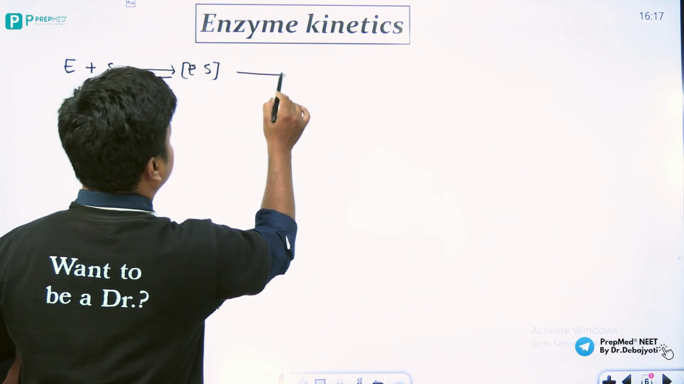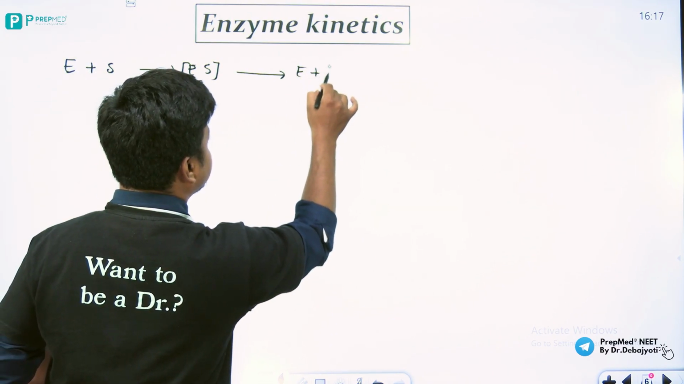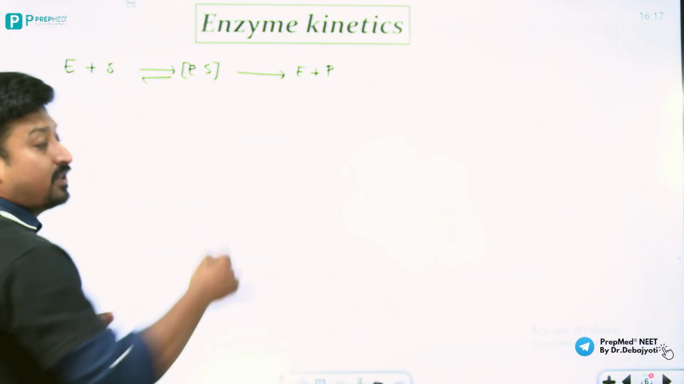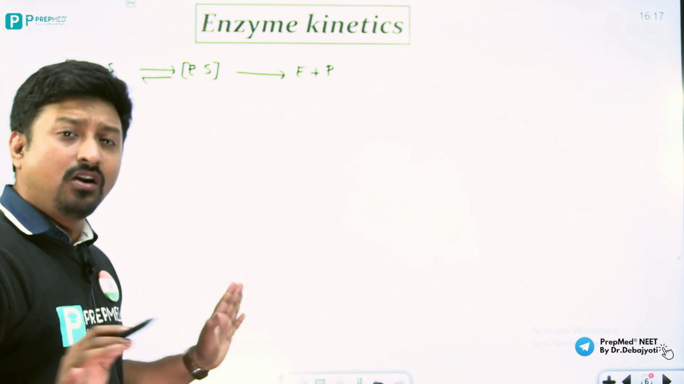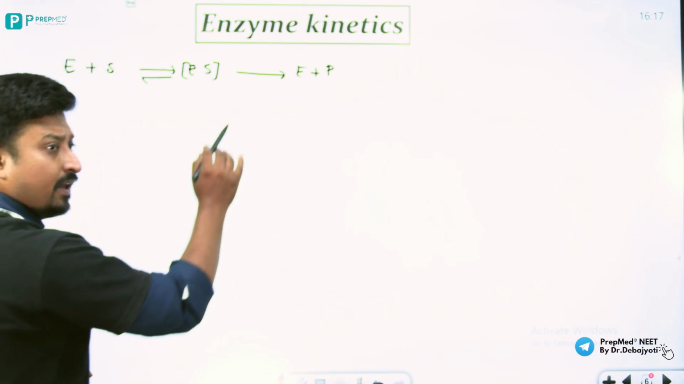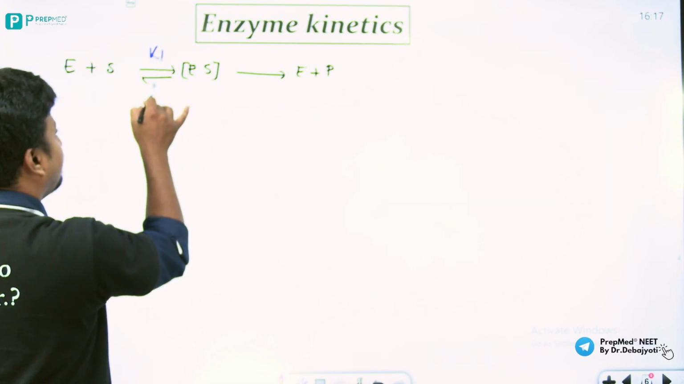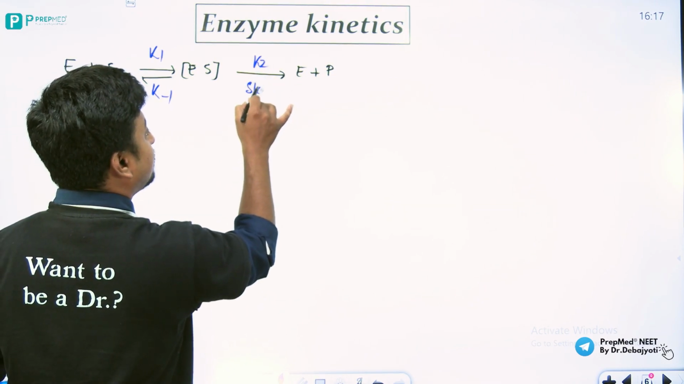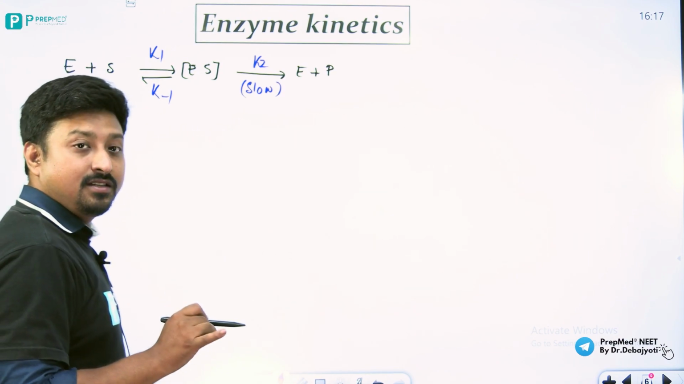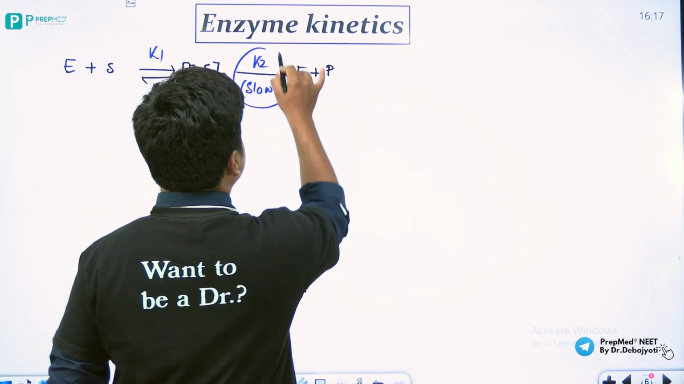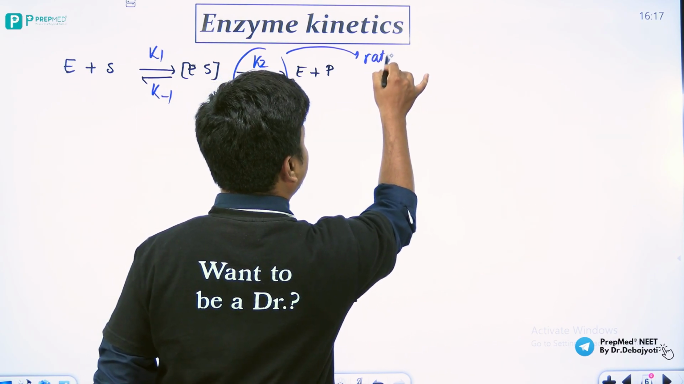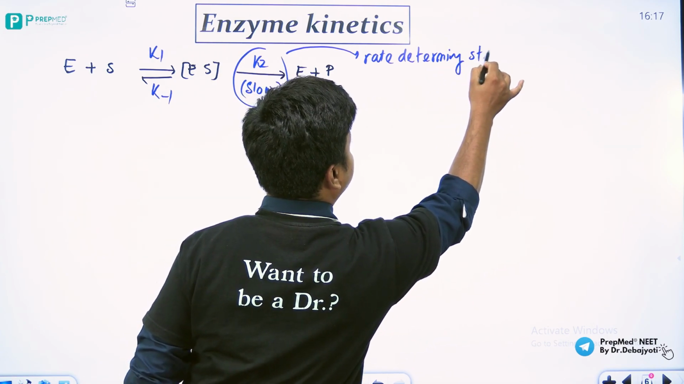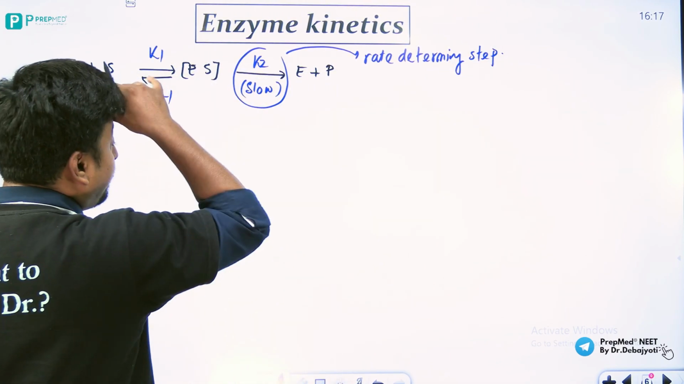And the enzyme substrate complex then forms the enzyme product complex. Some scientists say that this step is also reversible, but for our simplification, we will not consider this step as reversible. Let's say this is your K1 and this is K minus 1, and this is your K2. Remember, this is the slowest step of the reaction, the RDS, the rate determining step of the reaction.